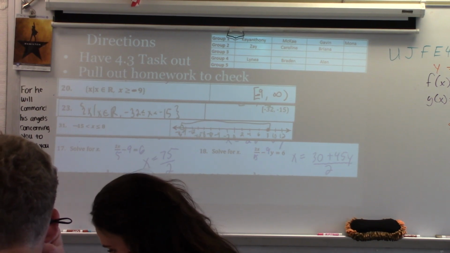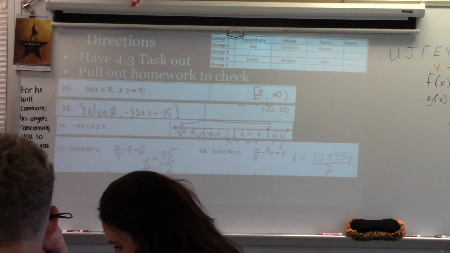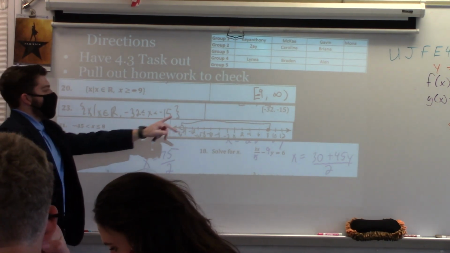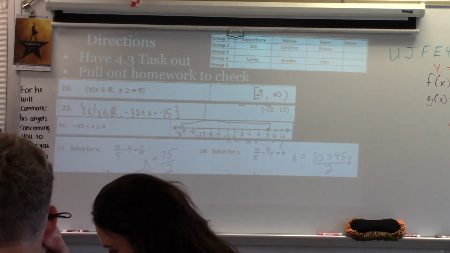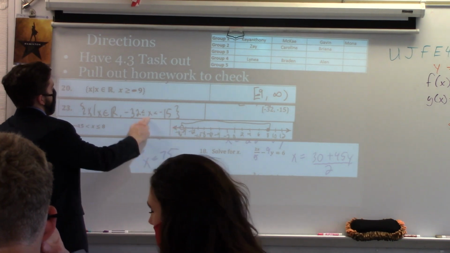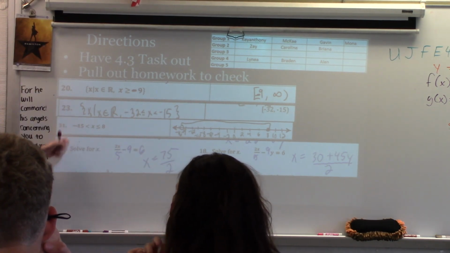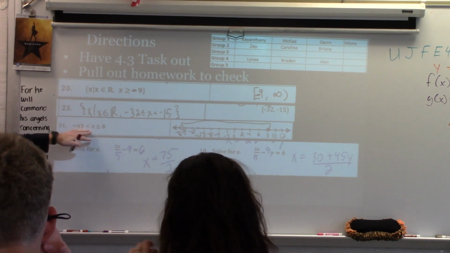So then going back to this notation, you start with the curly bracket, x is in the real numbers, and then we know that x is just in between negative 32 and negative 15. So negative 32 is less than or equal to x, because we have a bracket, and then x is less than negative 15. And then for 31, it's kind of a similar situation. We have x in between these two numbers.